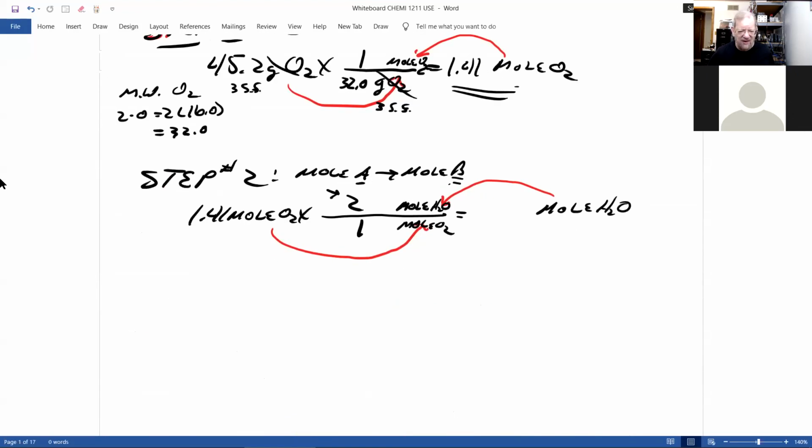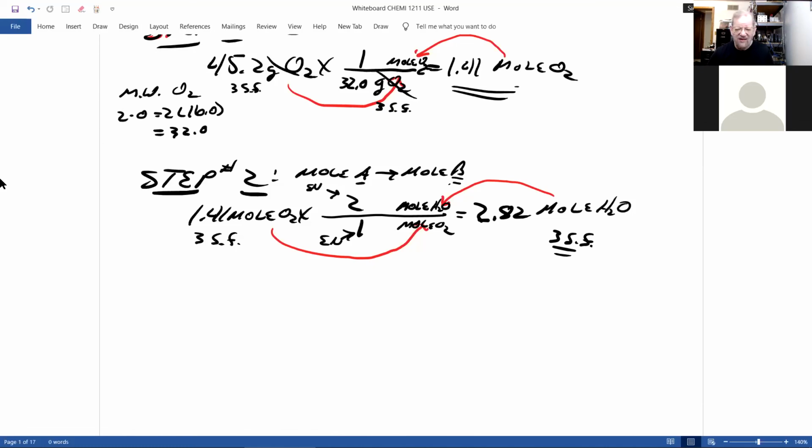Remember, these are exact numbers. Therefore, this is 3 significant figures. Now you know why Dr. White loves three significant figures, because of my slide rule, three significant figures. And I'll pick up my calculator and I'll multiply 1.41 times 2, and I get 2.82, which is three significant figures.